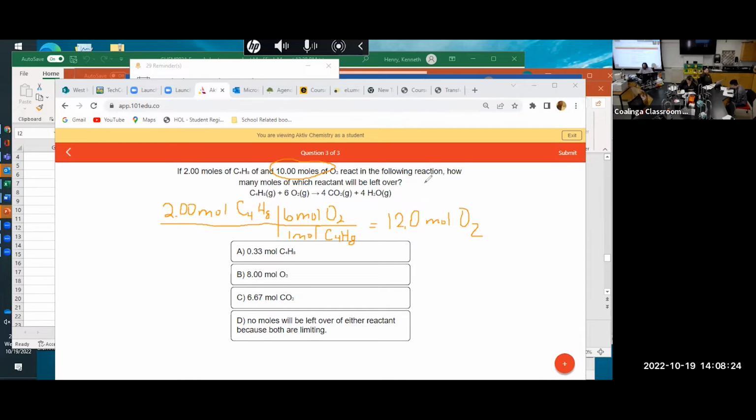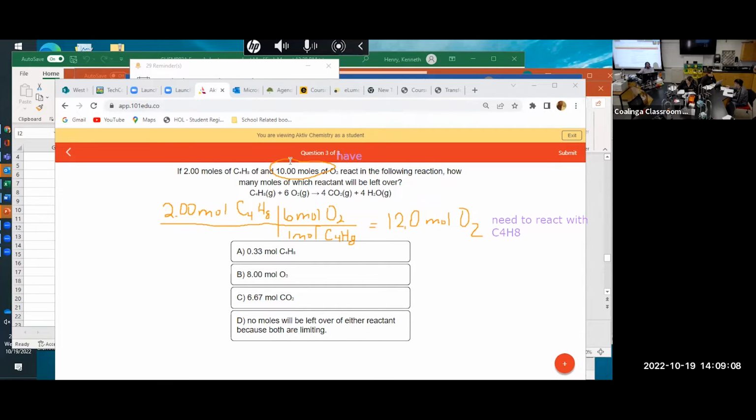Okay, so this oxygen down here represents what? Is that what I need or is that what I have? It's what I need to react with that butene. And then this here is what we have. Is oxygen limiting or is it in excess?